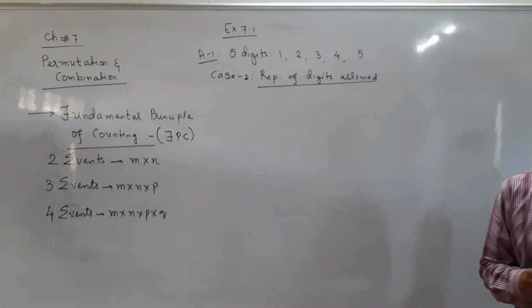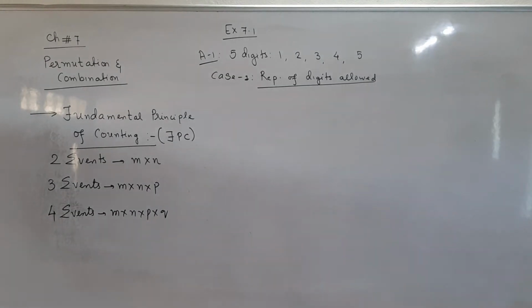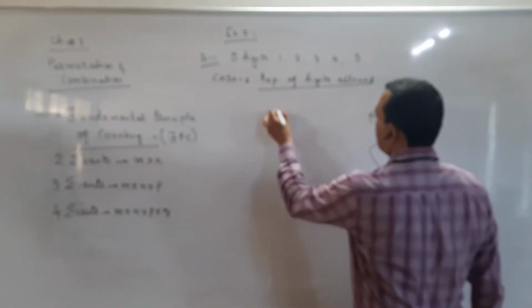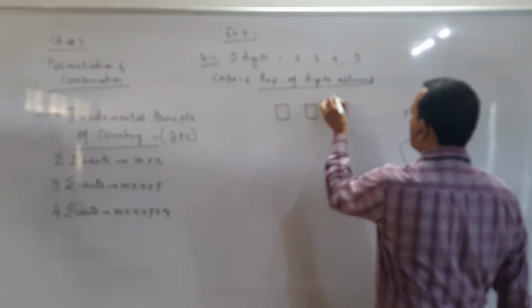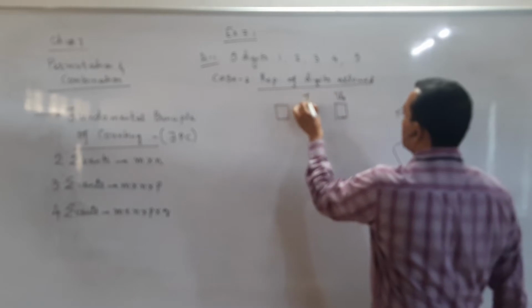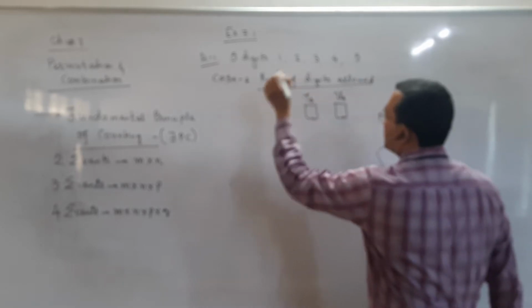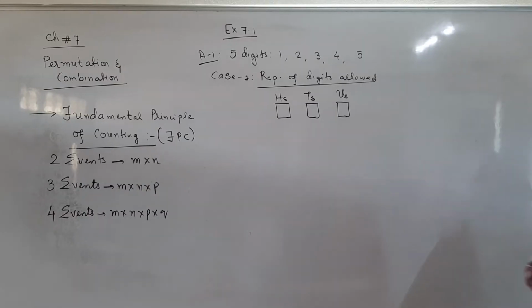Now this is like a puzzle, students. You will enjoy doing this type of sums. It's very interesting. For a 3-digit number, I have to draw 3 boxes because we need to select the units digit, tens digit and hundreds digit. Place value is very important in this type of sums.